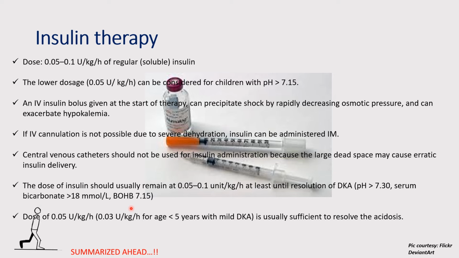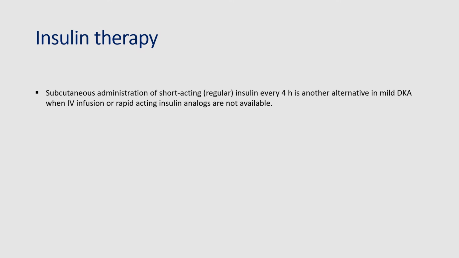A dose of 0.05 units per kg per hour, that is 0.03 units per kg per hour for children less than 5 years of age with mild DKA, is usually sufficient to resolve the acidosis. Subcutaneous administration of short-acting regular insulin every 4 hours is another alternative in mild DKA when IV infusion or rapid-acting insulin analogs are not available.